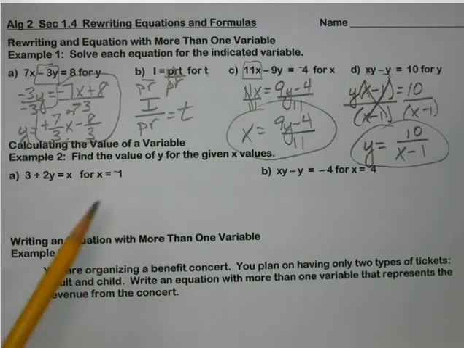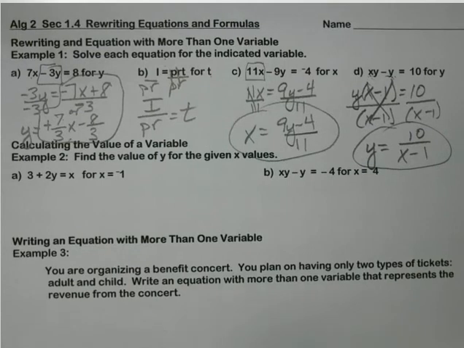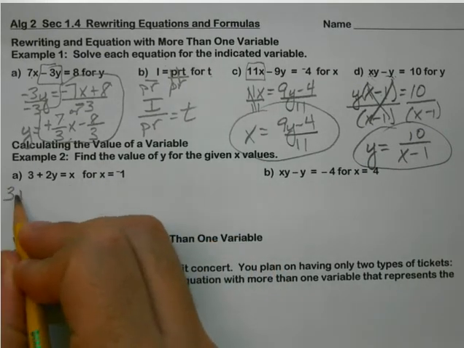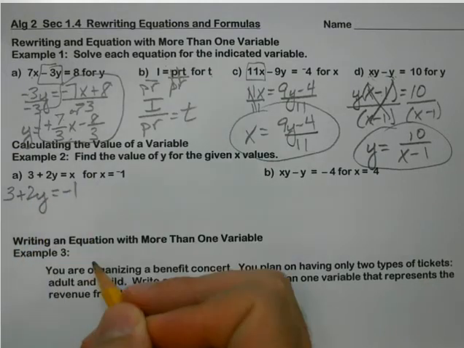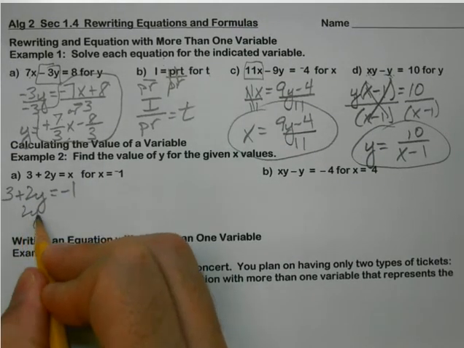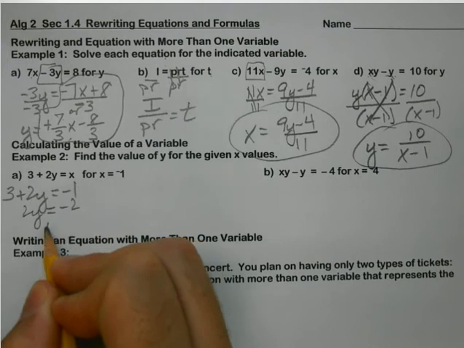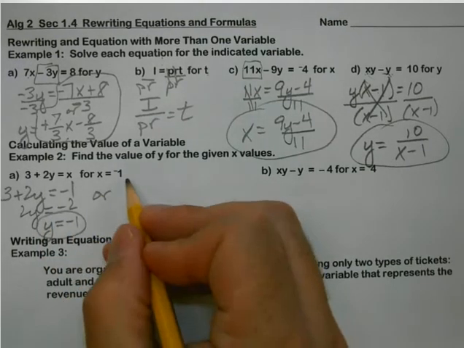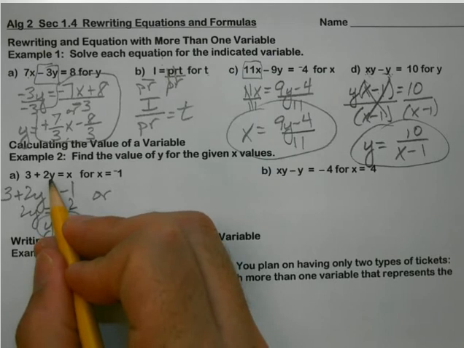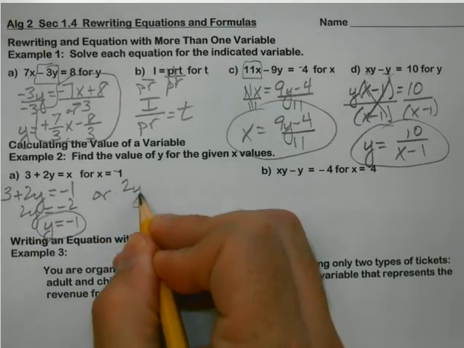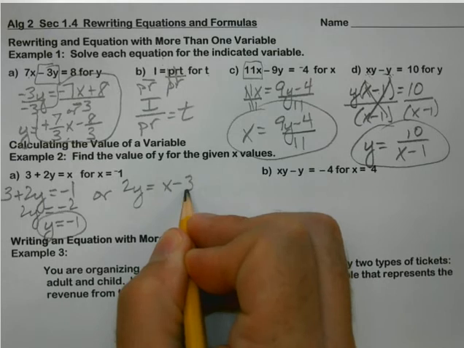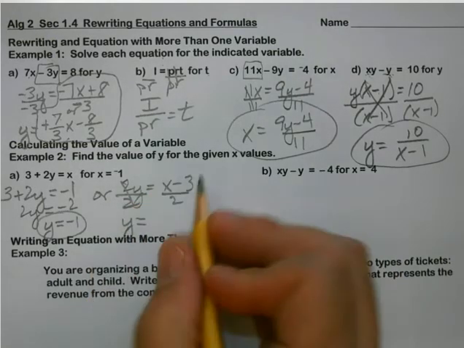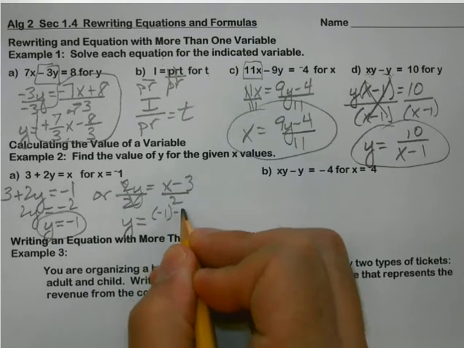Find the value of y for the given variables. Now again, you have options. Here, I could plug the -1 in right away for x and then solve for y. Or maybe I want to solve for y first. So I'd subtract the 3 over, and I'd divide by 2. And once I get to here, then I would plug my number back in.